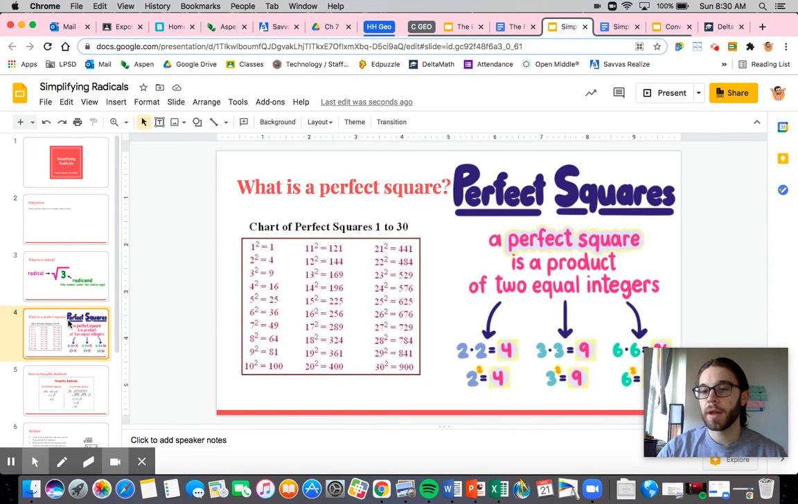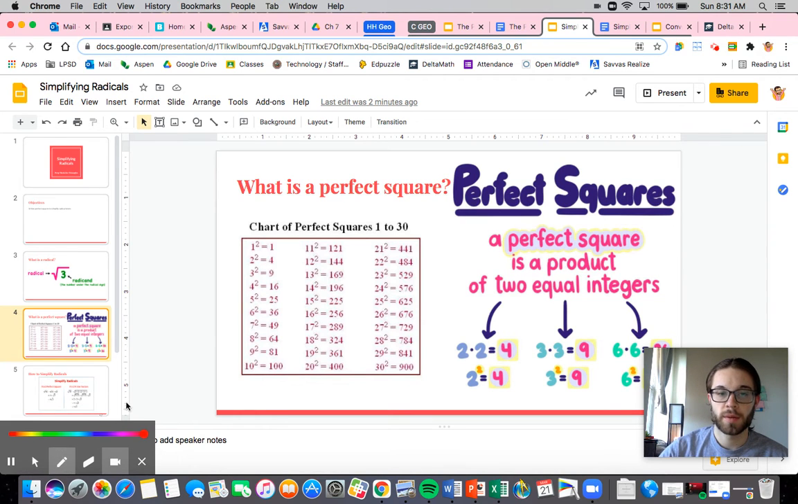Now, another piece of information that is super helpful for us to know is what a perfect square is. A perfect square is a product of two equal integers. So by that we mean 2 times 2, 3 times 3, 6 times 6, 19 times 19, 27 times 27. And these are really going to help you when you're trying to simplify radicals. And the reason behind that is because a square root with a radical, right, will undo a square.